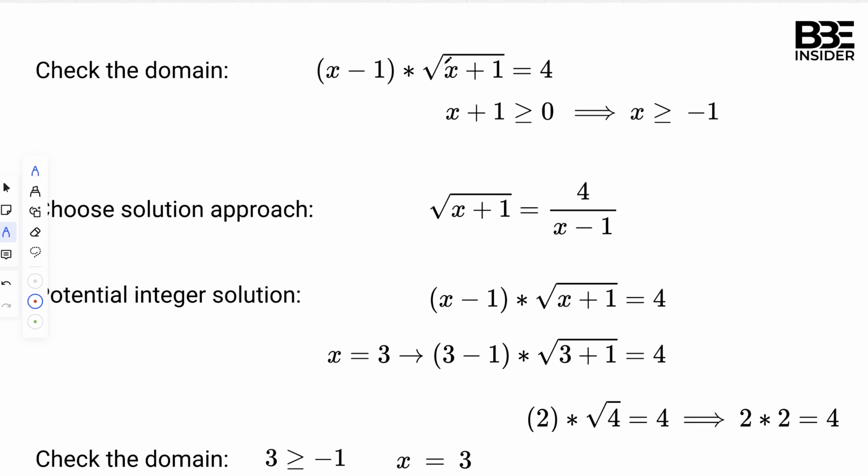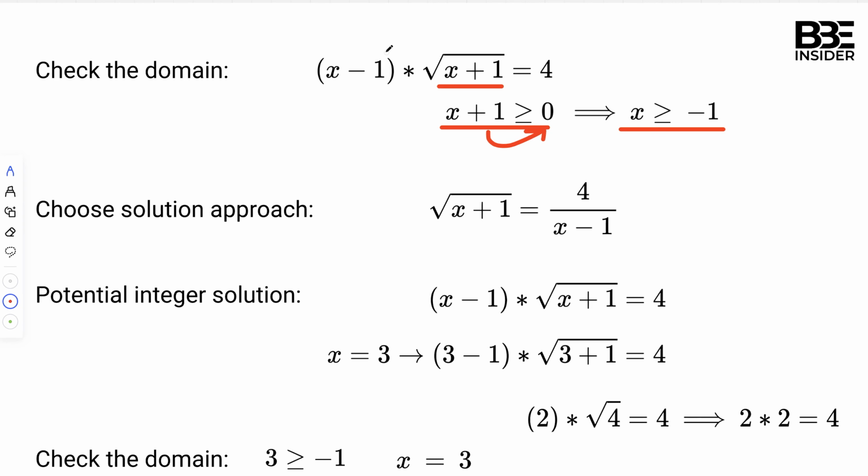Because this is a square root, the expression under it must be non-negative, which is greater than or equal to 0. We can simplify this expression by moving 1 to the other side, subtracting 1 from both sides, and we obtain x must be greater than or equal to -1.